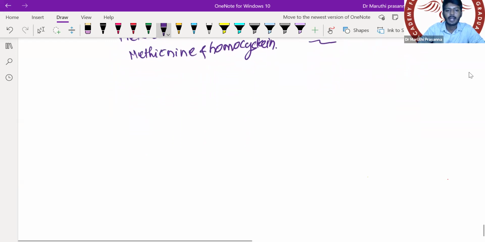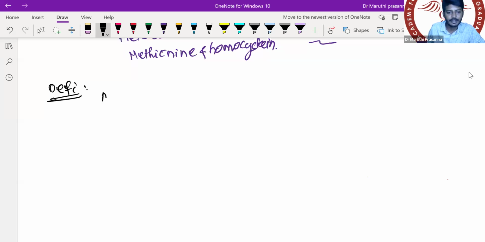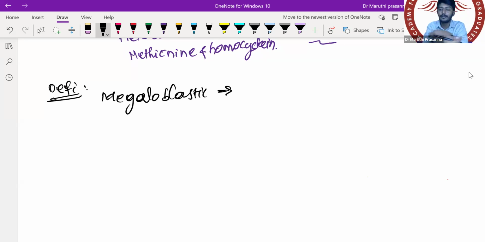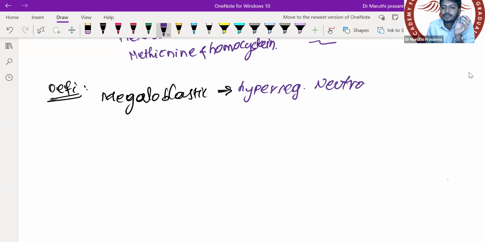The first important point to understand is deficiency of B9. Deficiency of B9 leads to which disease? Megaloblastic anemia. If you take a blood sample and look under the microscope, in any megaloblastic anemia the characteristic finding you are going to get is hypersegmented neutrophil.